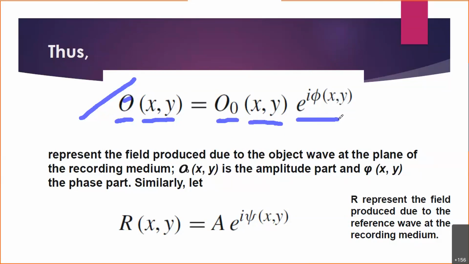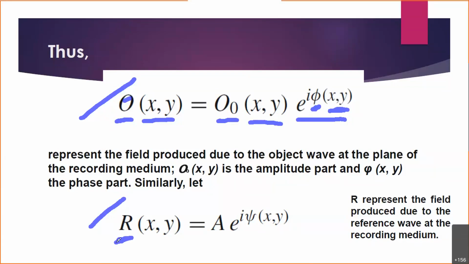And here it is e to the power i phi. Phi is the angle between x and y. So this phi component is important, because we are going to record it. In the object wave itself, this angle will be there. I have written it in this format: O naught xy e to the power i phi in the bracket, which means phi depends on the x and y axis. Okay, so this is the object wave. One can write it mathematically.